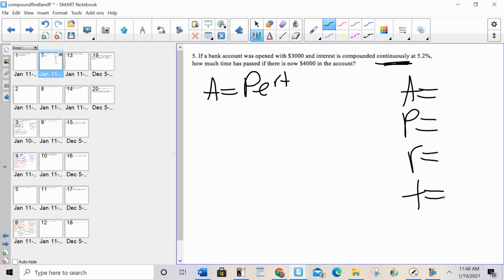I want you to pause. I just want you to set it up. I don't want you to solve the equation. I just want you to set it up. So please pause, write down the values, substitute them in, and then unpause.